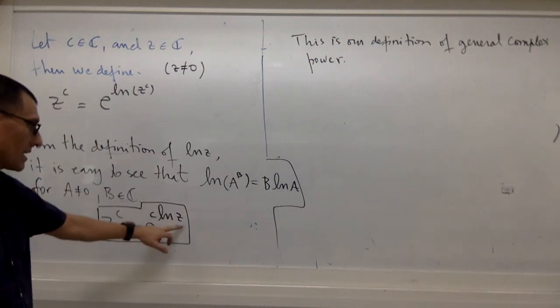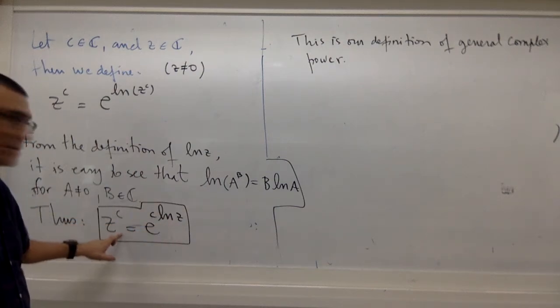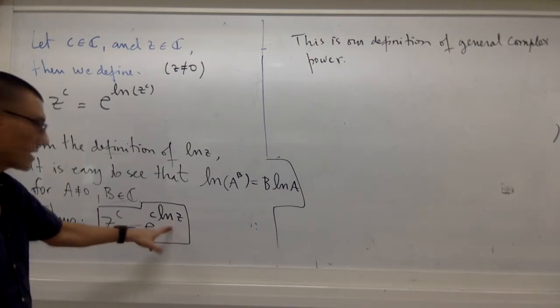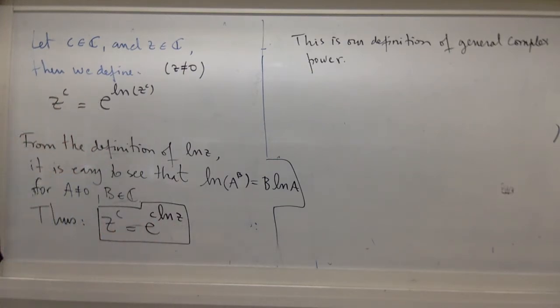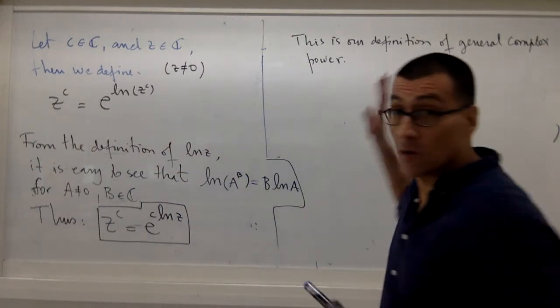Now this formula includes the log of z. That's why this is well defined. This function right here, z power c, is indeed a complex function. All right, and it's given by the logarithm there. So this formula, it's something we would like to keep in the pocket. Now this is a usual power. It's a general complex power.